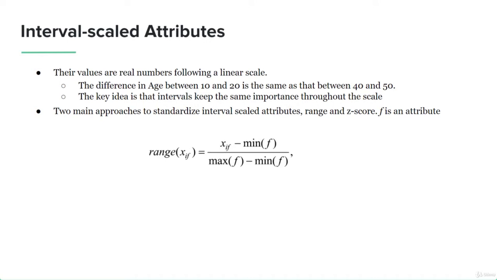We know that there are two types of attributes and different approaches will be used for them. In the case of numerical attributes, we have interval scaled attributes. What we mean by that is that, for example, if you have an attribute called age, the difference between the age of 20 and 10 is the same as 50 and 40. So the scale has no effect on the interval. These types of attributes, which are numerical in nature, can be standardized using two approaches: the range and the z-score. So if f is an attribute, we can find the range and the z-score for it.